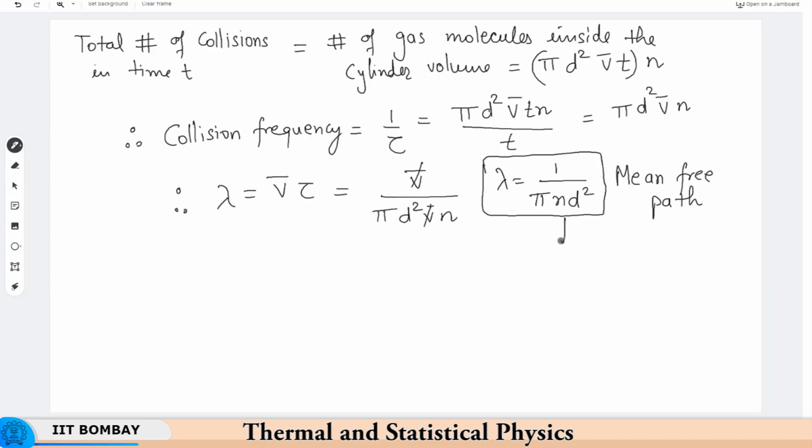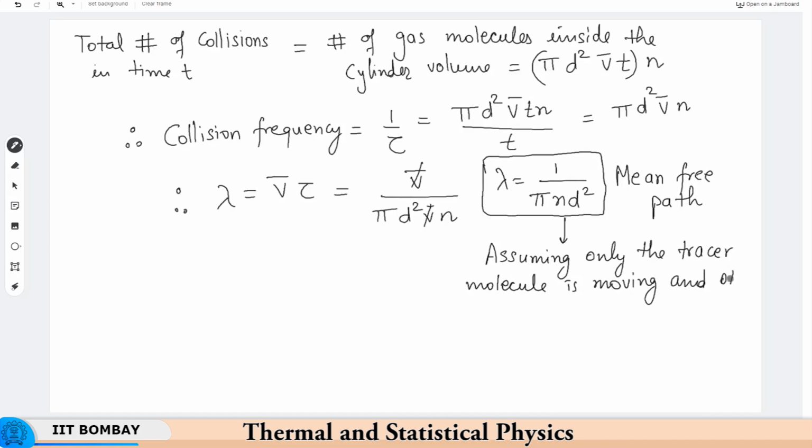So, maybe I can write here. This expression is assuming only the tracer molecule is moving and other molecules are stationary. Okay, this is important to mention, important to highlight, but we can do a better calculation, right.